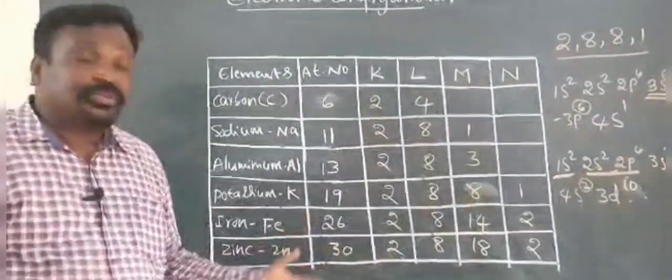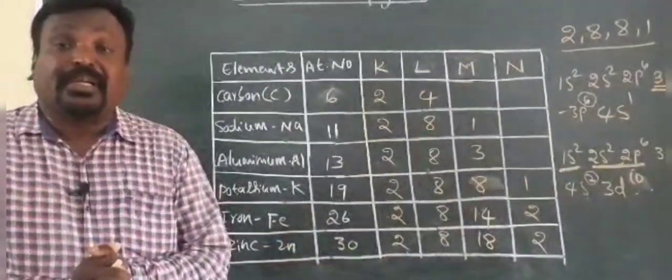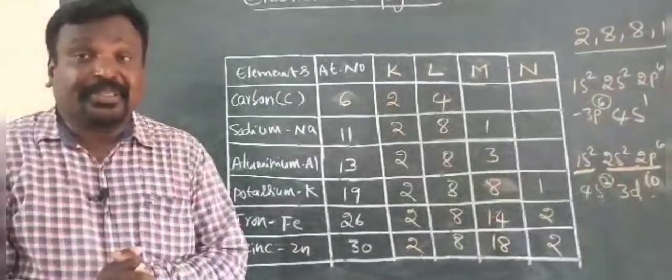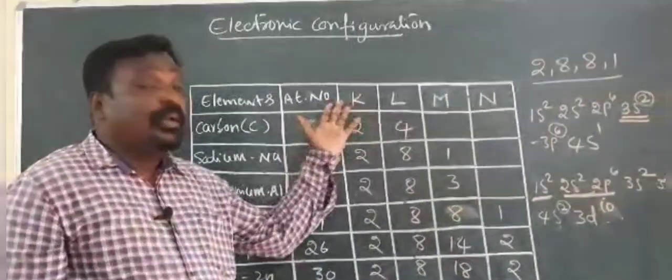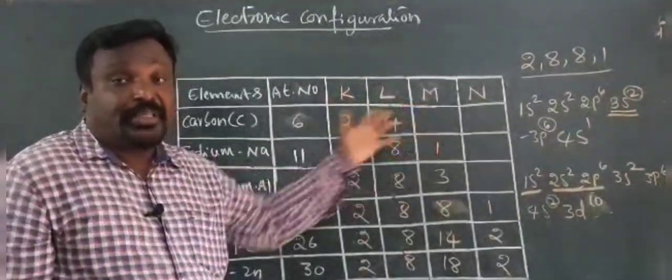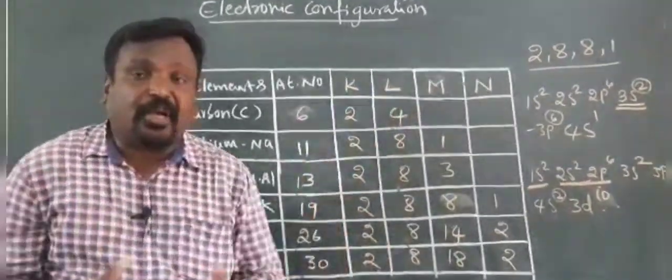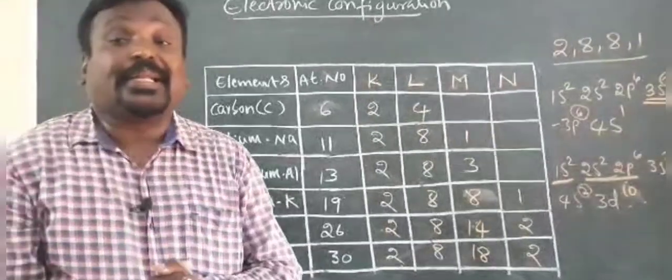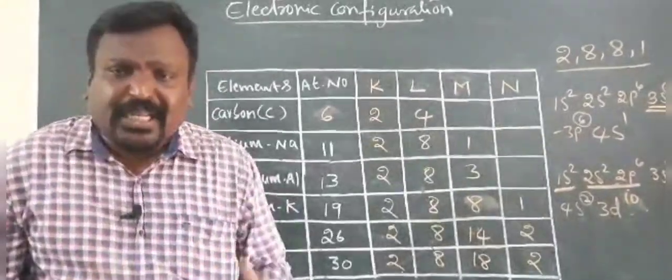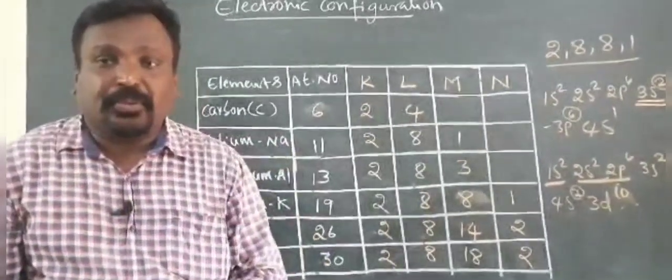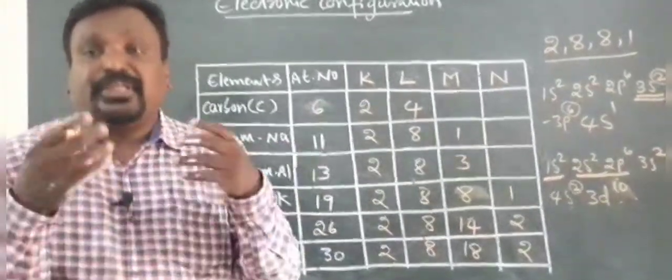Hope, children, you will understand how to write the electronic configuration, or how to assign or accommodate the electrons in the main energy levels or the shells. This is another way of representing the electronic configuration. Hope you have understood this one. Try with a few more elements, and I am going to give you more in the next class.